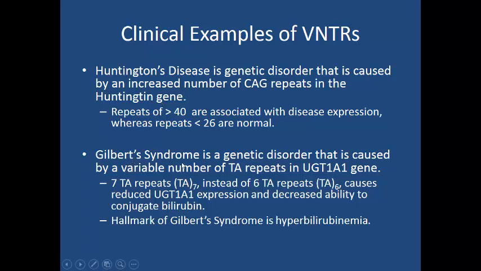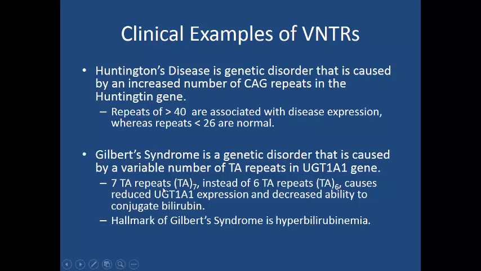Next, we have Gilbert syndrome, and this is a genetic disorder that's caused by a variable number of TA repeats in the UGT1A1 gene. Now, the pharmacists in the group will recognize UGT1A1 as a phase 2 drug metabolizing enzyme. We know that it's very important for glucuronidating bilirubin. We also know it's very important for metabolizing or glucuronidating certain drugs. For example, irinotecan is one. Atazanavir is another one as well.